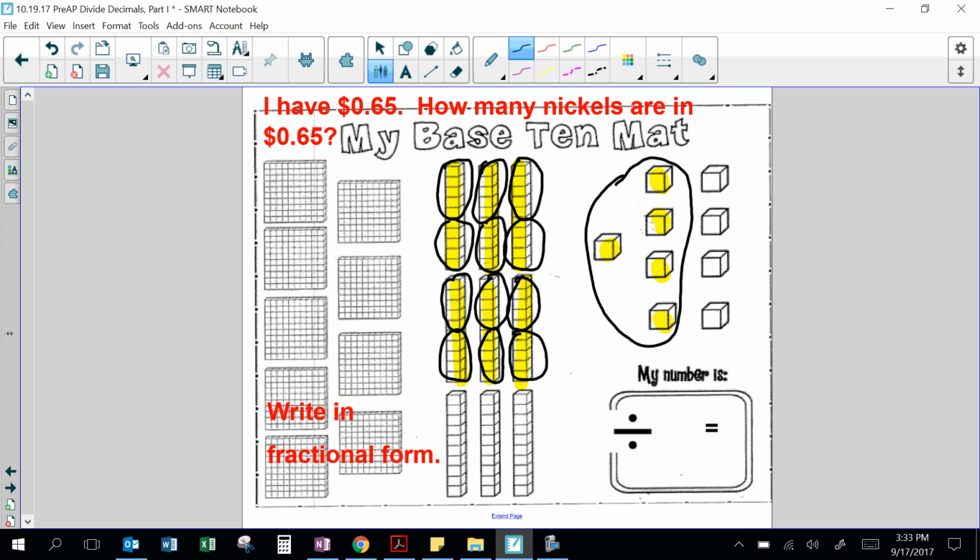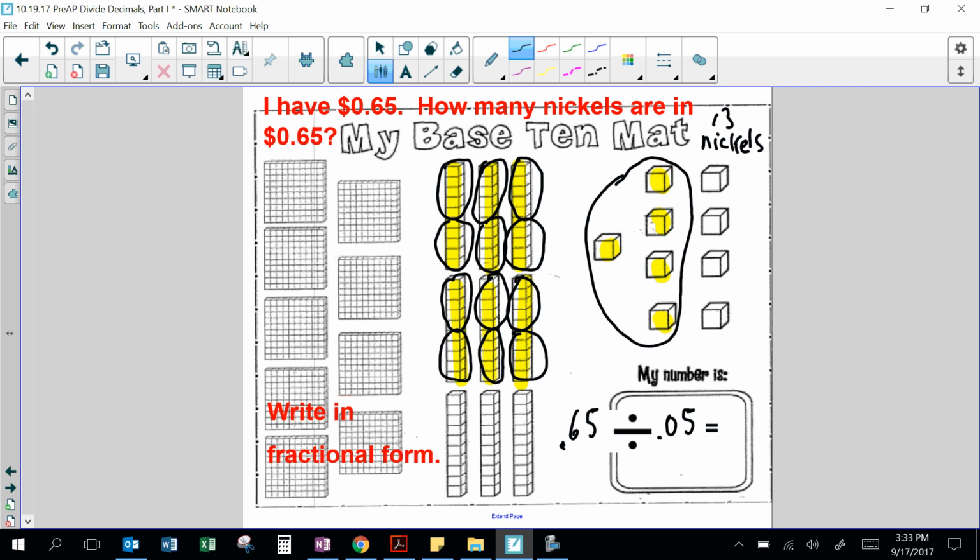One set of nickels, two sets, three sets, four sets, five sets, six sets, seven sets, eight, nine, 10, 11, 12. There are 13 sets. So there are 13 sets of nickels, or 13 nickels in 65 cents. Can I write this in algorithm form? 65 cents. I'm dividing it into groups of 5 hundredths.